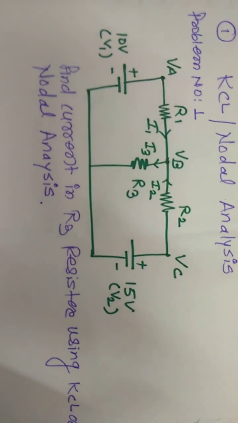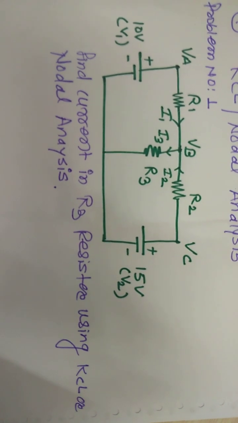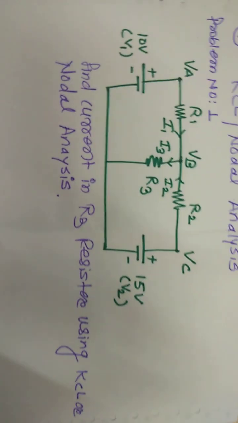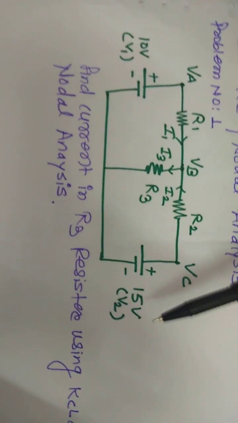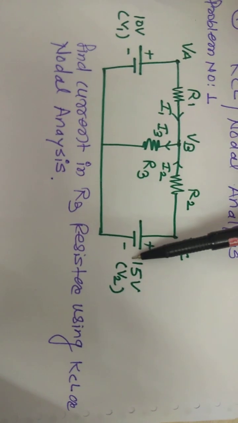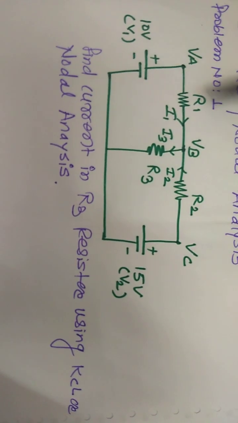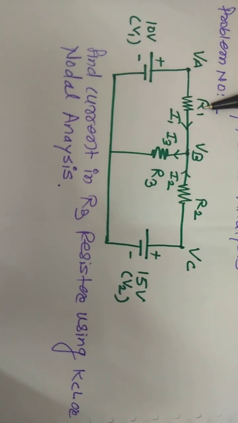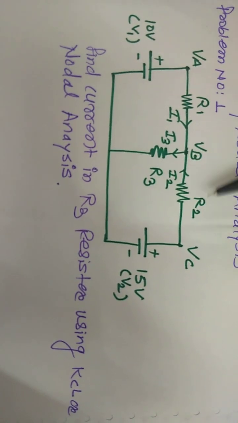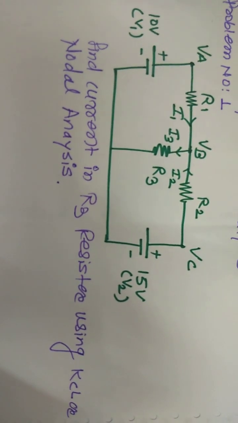Look at this carefully. There are two voltage sources. The first voltage source, V1, is a 10 volt supply. Another voltage source, V2, is a 15 volt voltage source. And the circuit is completed with a combination of resistor R1, resistor R2, and resistor R3. Now what are VA, VB, VC?